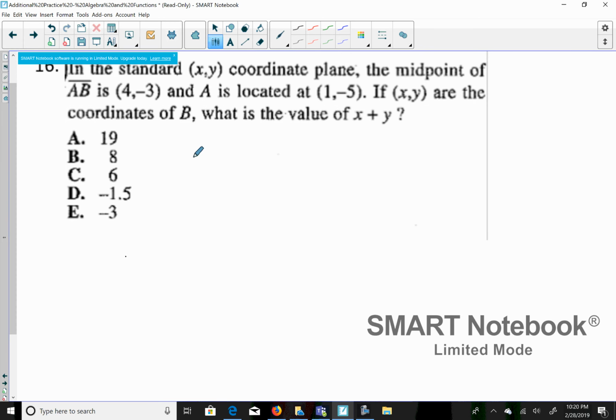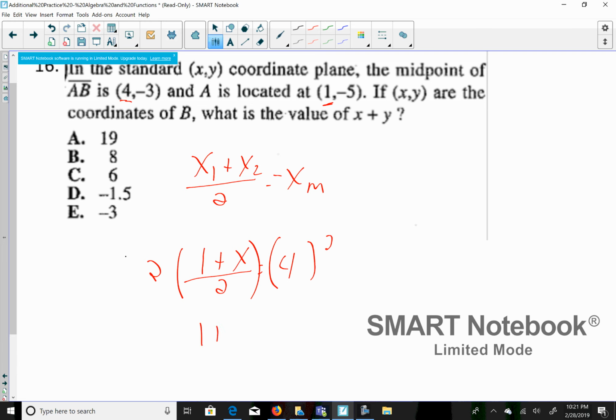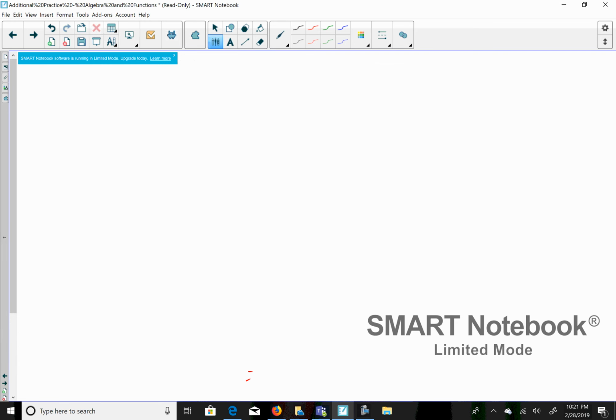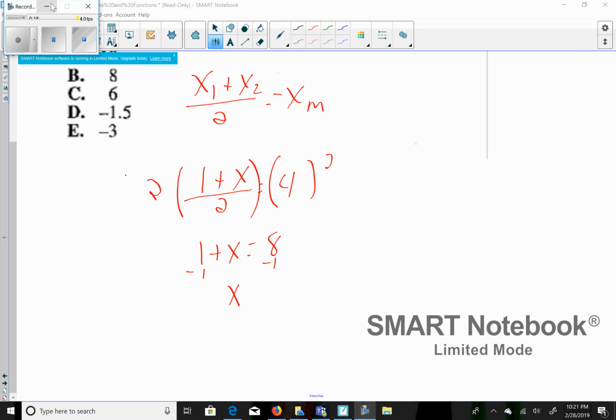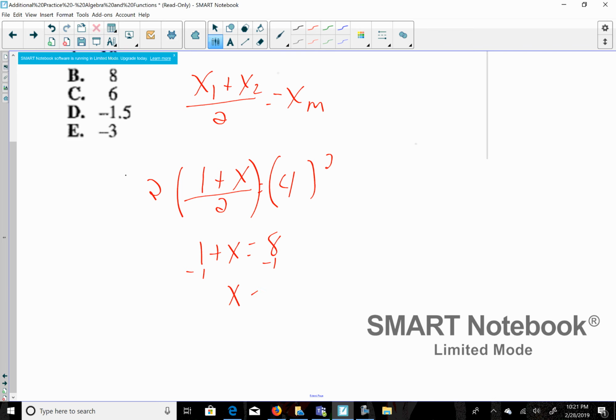To find the midpoint, you would take the first x coordinate, add it to the second x coordinate, divide it by 2, and that would give you the x coordinate of the midpoint. So I know that one point is going to be 1. I'm looking for the other point, and the x coordinate of the midpoint is 4. I multiply both sides by 2, and I have 1 plus x is equal to 8. Subtract 1 from both sides, and I have x is equal to 7.